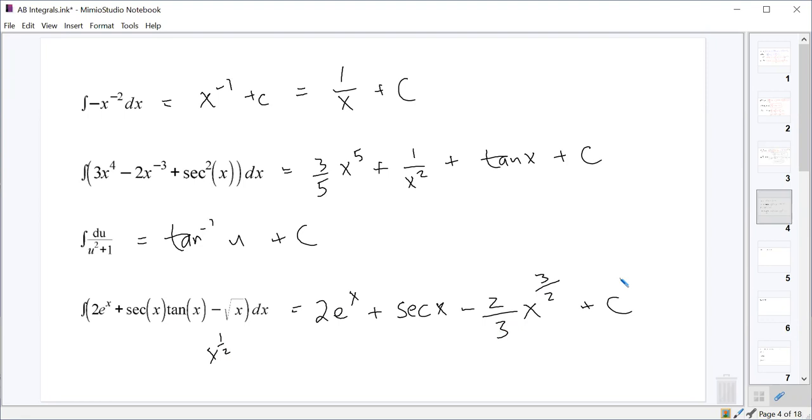Everybody good with those ones? Any issues there? Any questions on those? So on the last one, 2e to the x just becomes 2e to the x again.